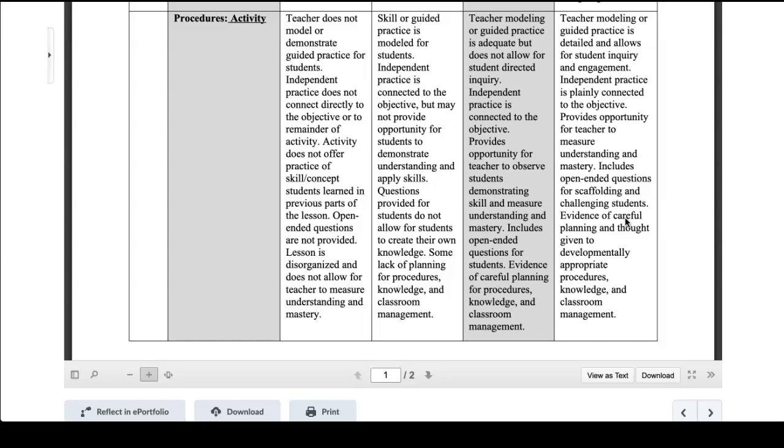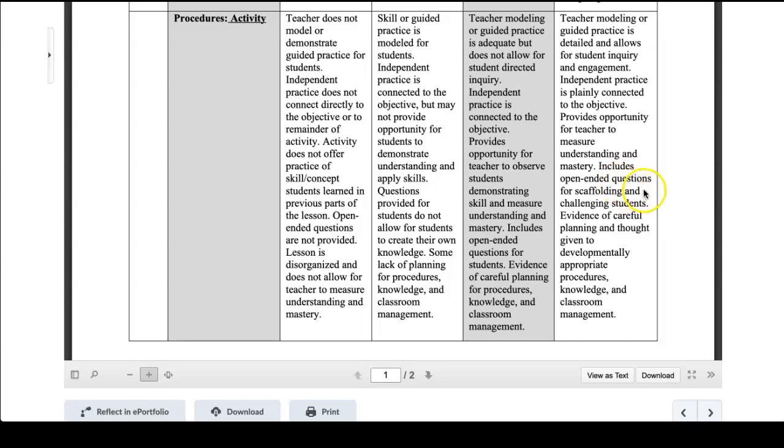Somewhere in your lesson, you're modeling and guiding practice, but you're then allowing the children to explore the materials independently. So the second component says that independent practice is plainly connected to the objective. So are you allowing the children not only to meet the objective, but to expand with their critical thinking? You're providing opportunities for the teacher to measure the understanding and mastery. So you're able to set up an objective, and then you have the opportunity to measure their understanding and mastery. This is the observation component of each of your objectives.